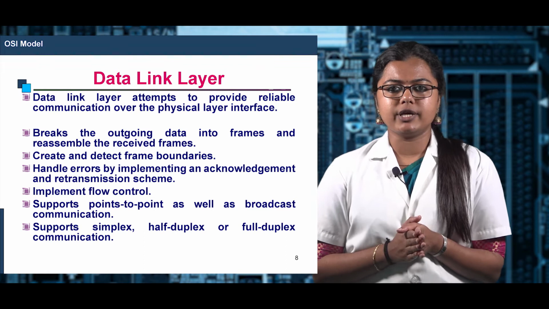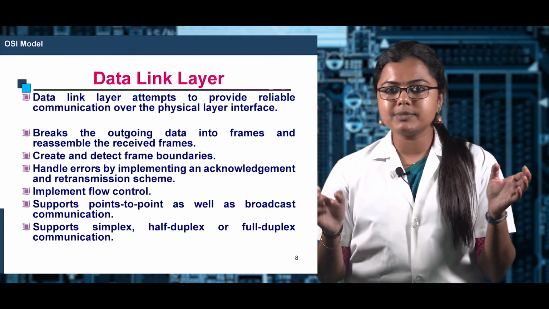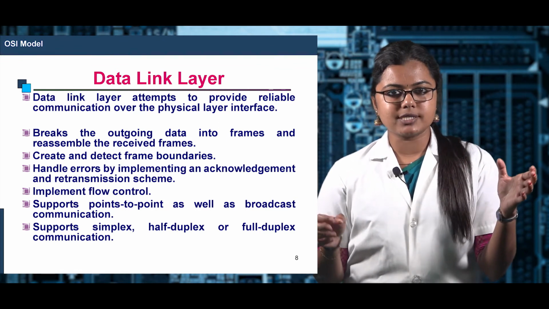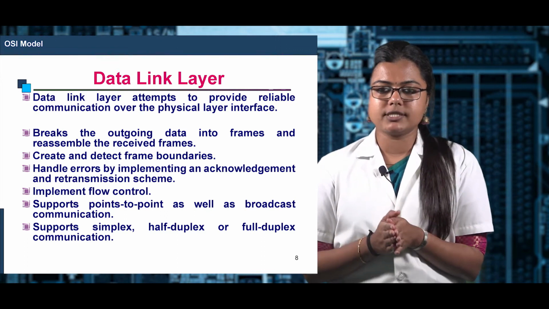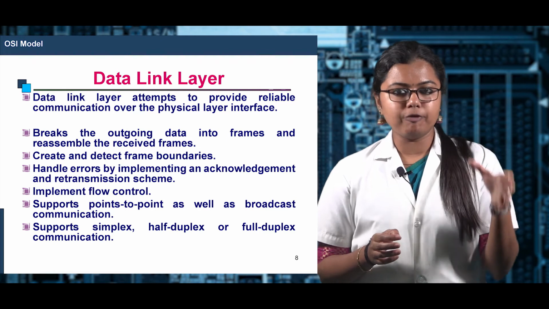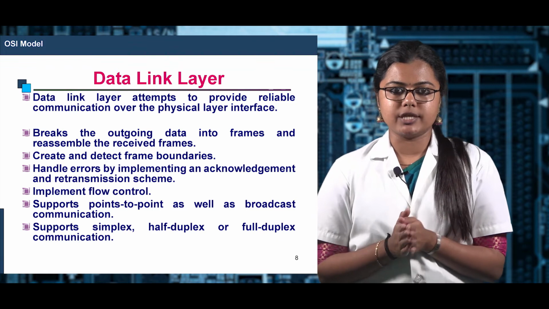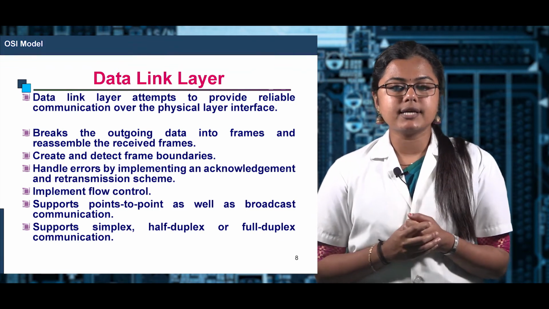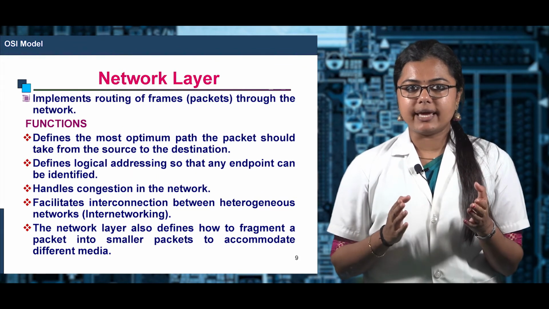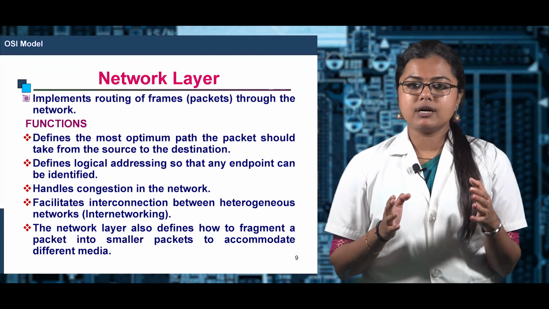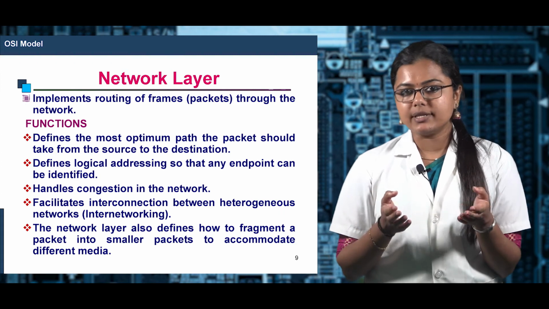What do we mean by point-to-point communication? Point-to-point communication means two systems communicate; we can send data from one system to another system. At the same time, broadcast communication means we can send data or information from one particular system to all the other systems in the network. It also supports simplex, half duplex and full duplex communication. Going to the third layer, the network layer, it implements the routing of the frames through the network, that is, how the packets are sent through the network is handled by this network layer.